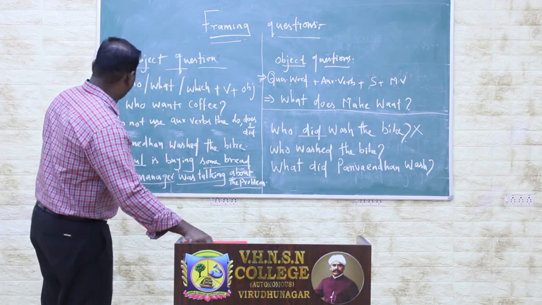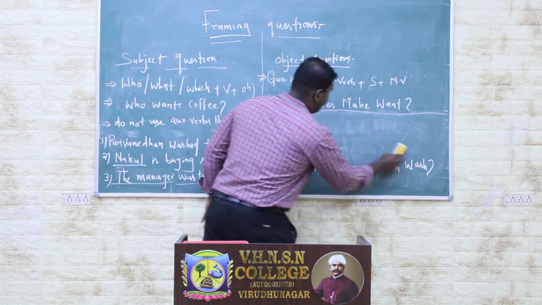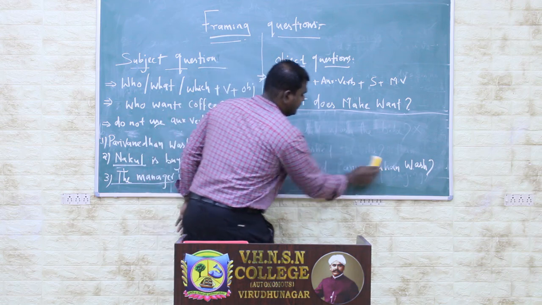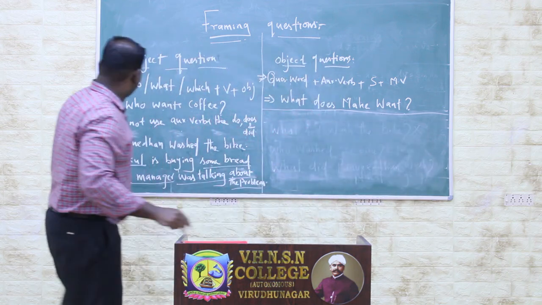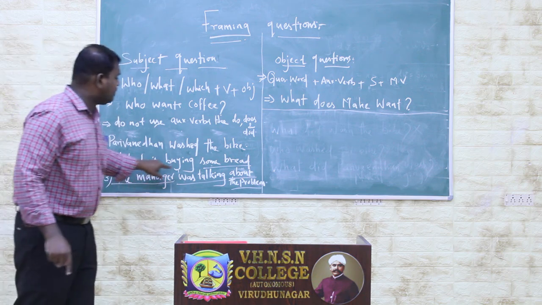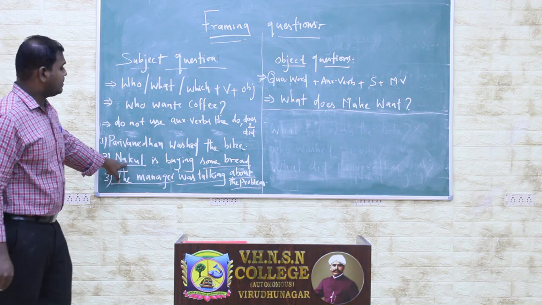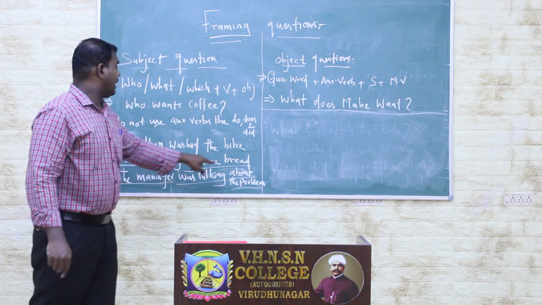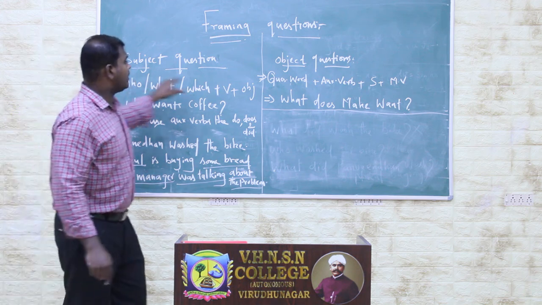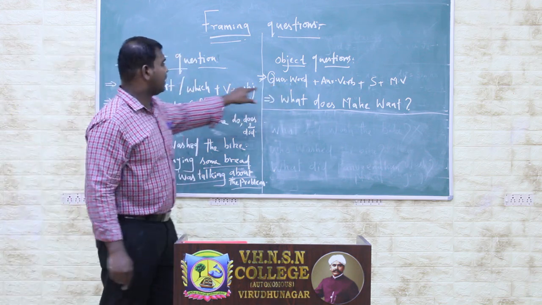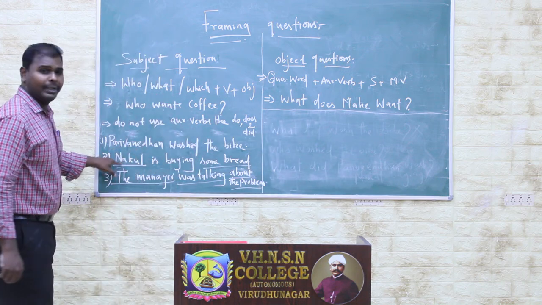Likewise, let's take this sentence: Nakul is buying some bread. What is the subject over here? Nakul is the subject, is buying is the verb, and some bread is an object. Now by applying these subject and object question rules, we are going to frame the object question and subject question for this sentence.